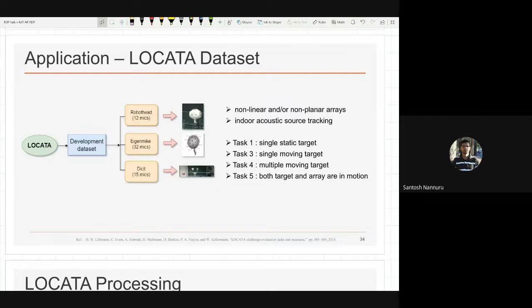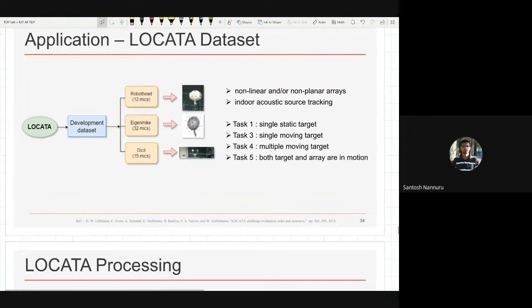So there are various tasks. Some of them have moving sources, some have a single source, some have multiple sources. In some, the arrays are moving. All kinds of scenarios they have considered. It's very interesting. So any algorithm you come up with, you can just quickly test it on that data set and see where your algorithm stands compared to other algorithms in the literature.